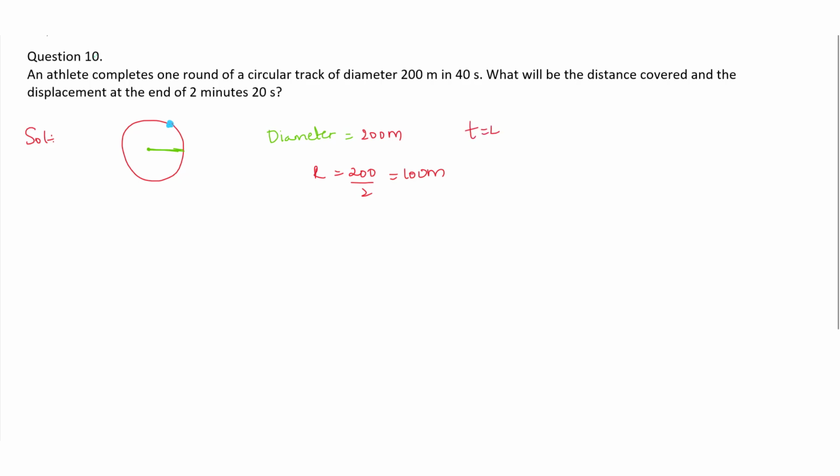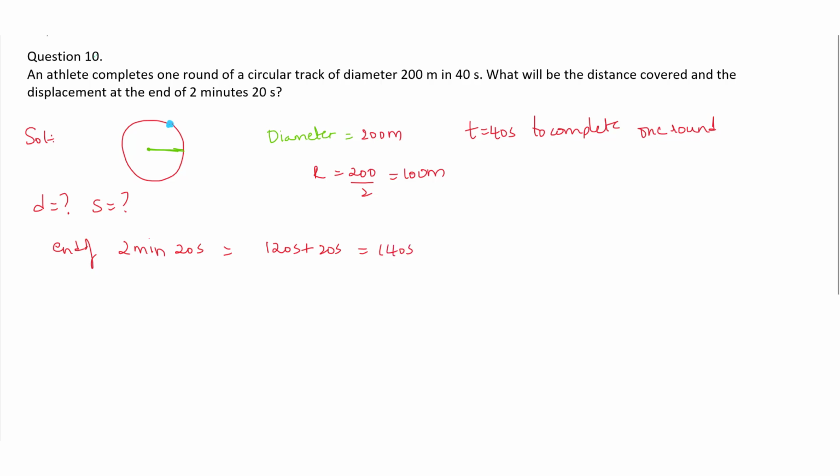Time period is given as 40 seconds to complete one round. What will be the distance covered and the displacement? They are asking us to find D and S at the end of 2 minutes 20 seconds. 2 minutes 20 seconds will be 120 seconds plus 20 seconds, total 140 seconds.